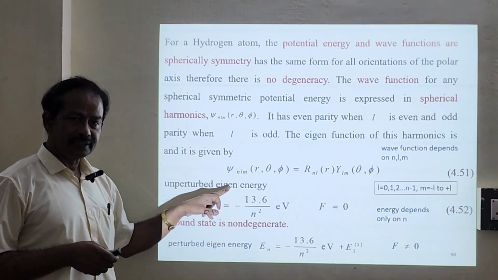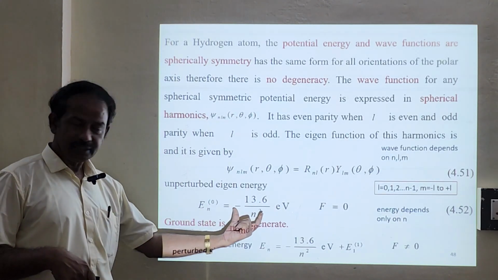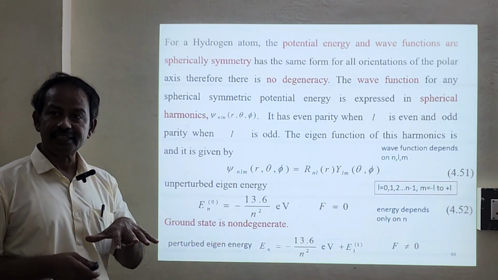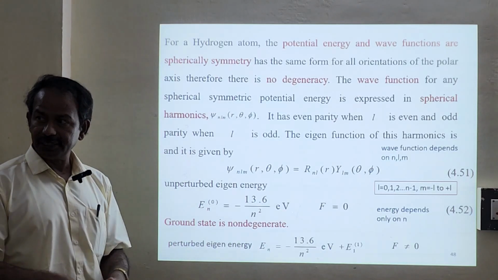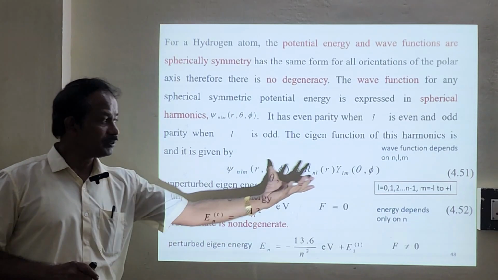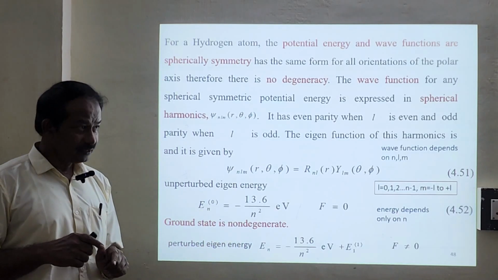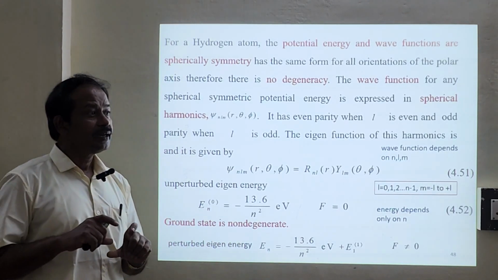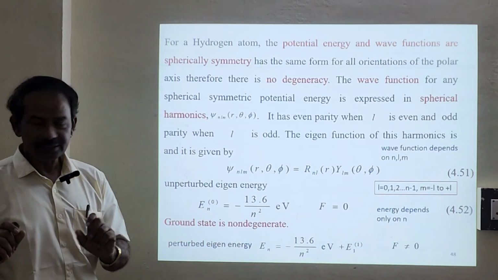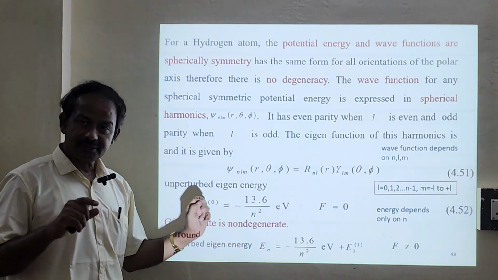Now for the unperturbed eigenenergy of the hydrogen atom, which we studied already, it is given by this expression: minus 13.6 divided by n squared electron volt. Your minus sign stands for the binding energy, which binds the electron with the nucleus. Suppose for the ground state, with the quantum numbers we just discussed, n equals 1, this will be minus 13.6. And your wave function label nlm will be 100. Your 100 will give you minus 13.6 electron volt.